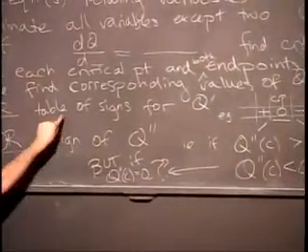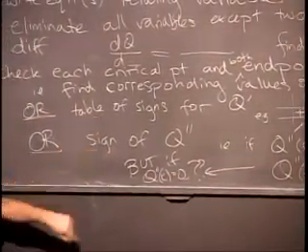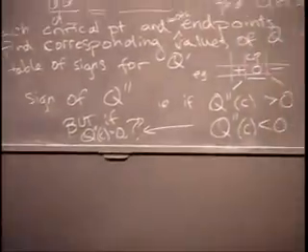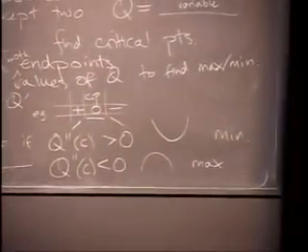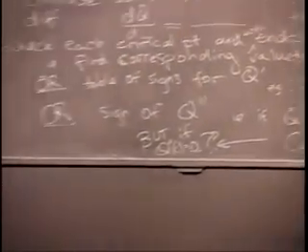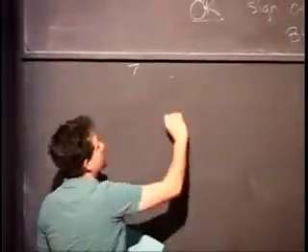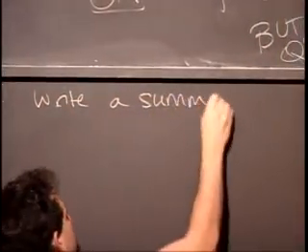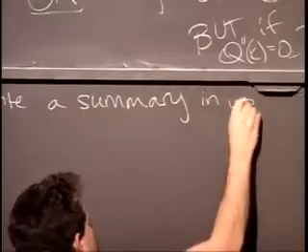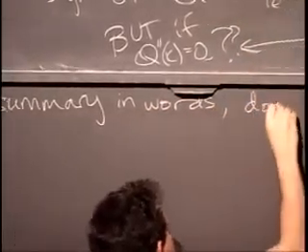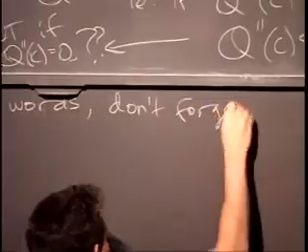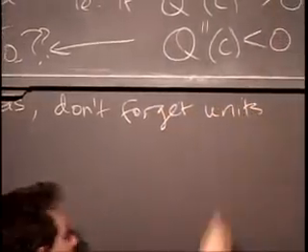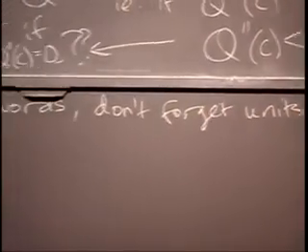This one should work all the time, this first one here. But sometimes it's a pain to draw up the table. So it's nice to have different methods of finding the same thing. And finally, the last step is to then write a summary in words. And don't forget the units. It's not an acceptable answer to say R equals blah. That's the answer. You've got to say the radius of the can is so-and-so feet or inches or whatever.